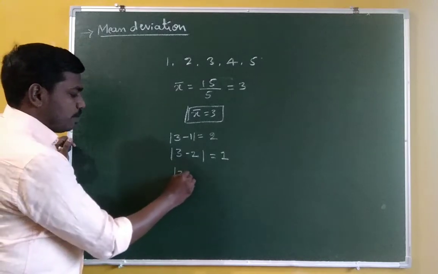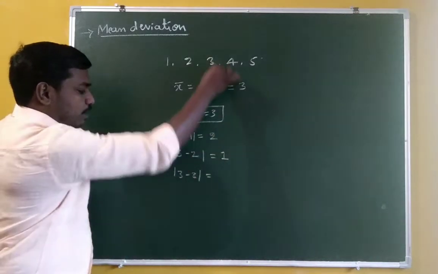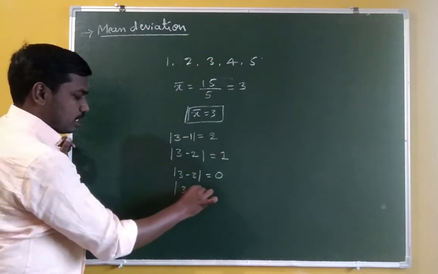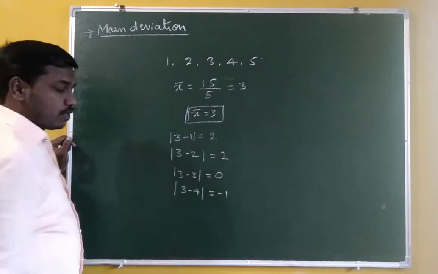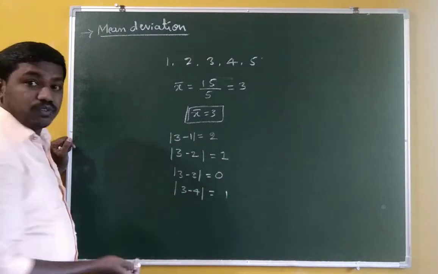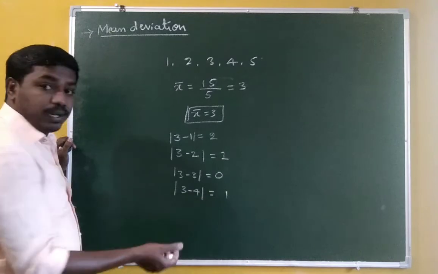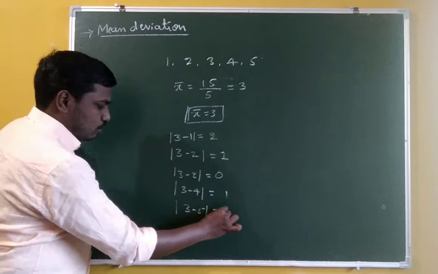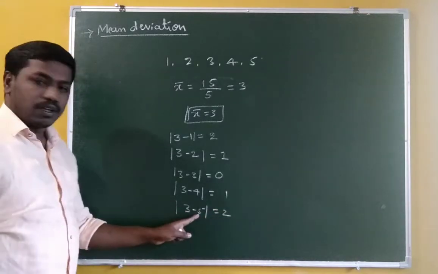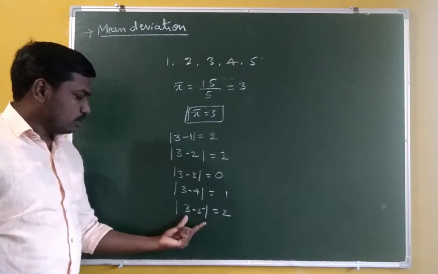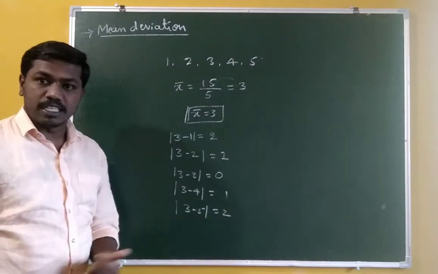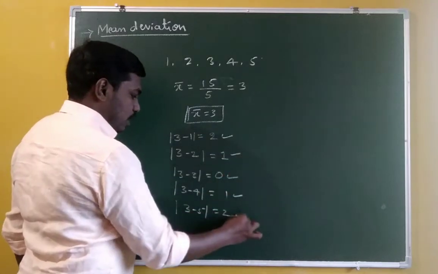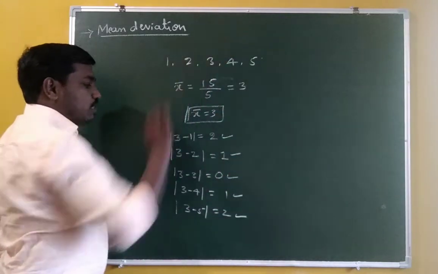Next, 3 minus 3. The third observation has deviated by 0. So the modulus of 3 minus 4 is equal to minus 1. Sorry, plus 1. So 3 minus 4 is minus 1, and the absolute value of minus 1 is plus 1. Next, 3 minus 5 is minus 2, and the absolute value of minus 2 is plus 2. Right? So this is the deviation from each and every observation.